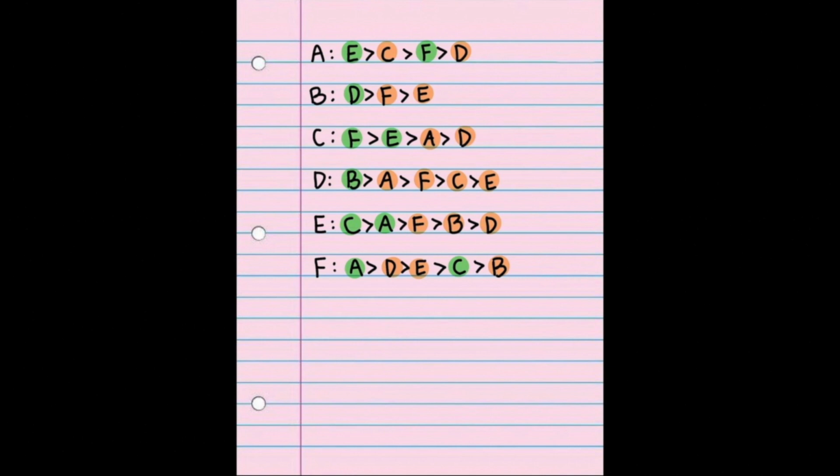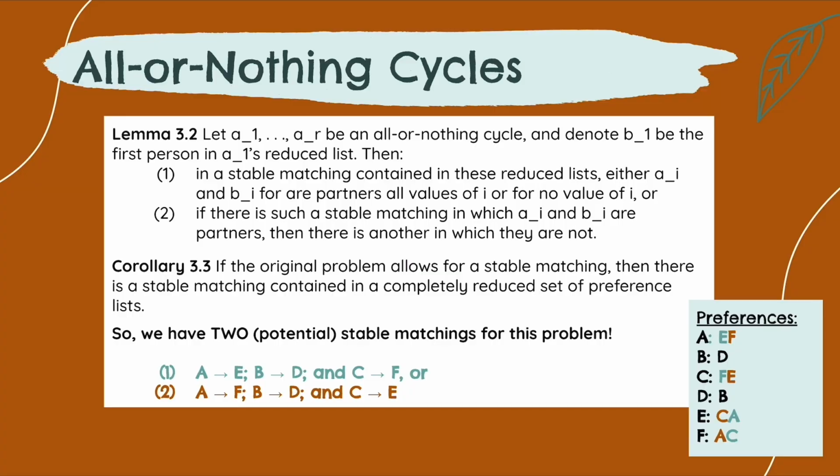To then find a stable matching, we proceed to use something called an all-or-nothing cycle. So Lemma 3.2 tells us that if A1 through AR is an all-or-nothing cycle where we denote B1 to be the first person in A1's reduced list, then one of two things is true. Either in a stable matching in these reduced lists, AI and BI are partners for all values of I or for no value of I, or if there is a stable matching in which AI and BI are partners, then there is another in which they are not.